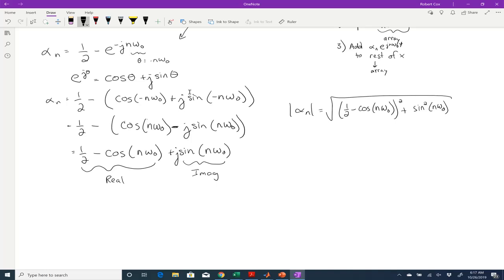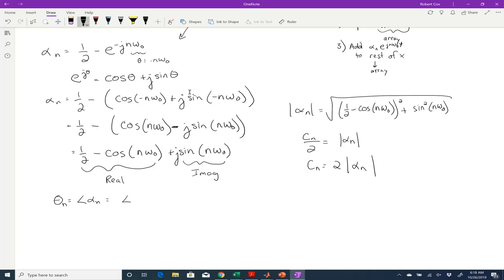And I said that Cn over 2 equals the magnitude of alpha n. So I know that Cn has to be 2 times the magnitude of alpha n. Now, theta n, we said theta n is equal to the angle of alpha n.